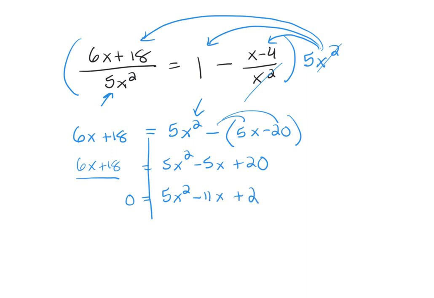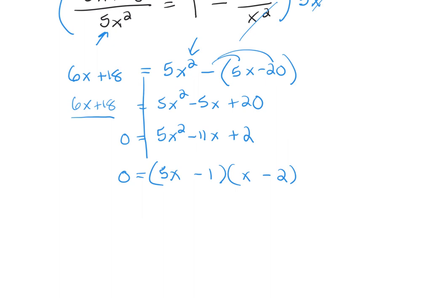So let's check. This can be factored. So I've got 5x and x. And let's see, minus 2 minus 1. That should work. So then your two solutions, x equals 2 and x equals 1/5.